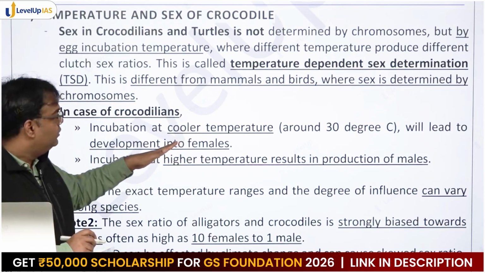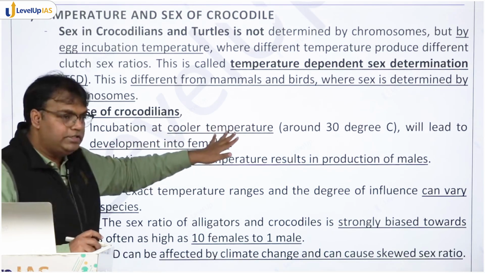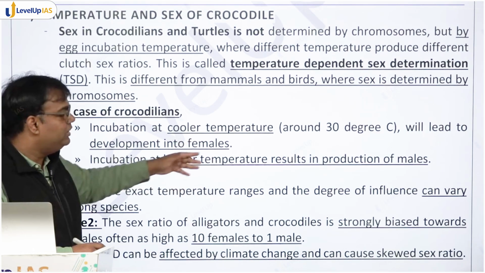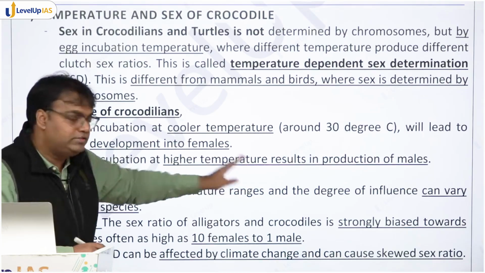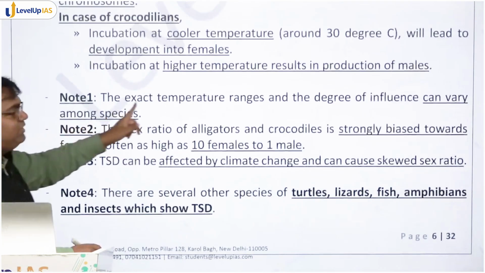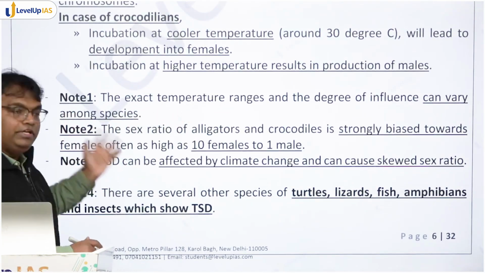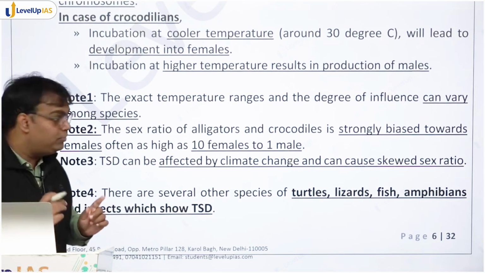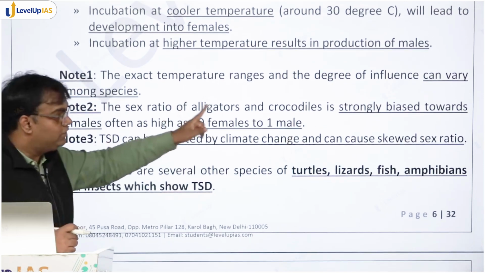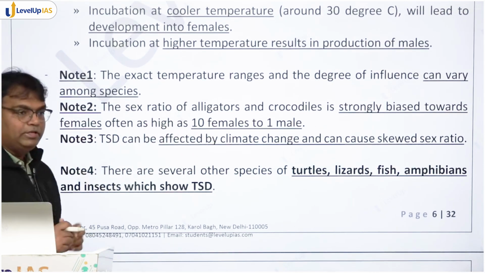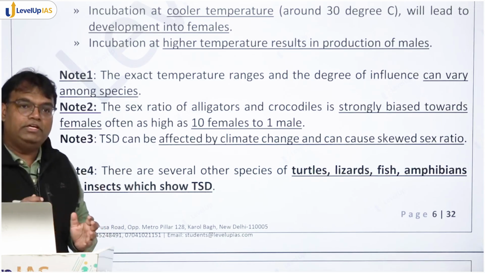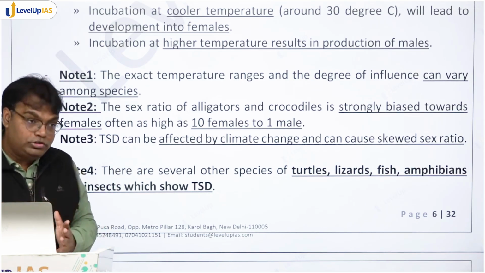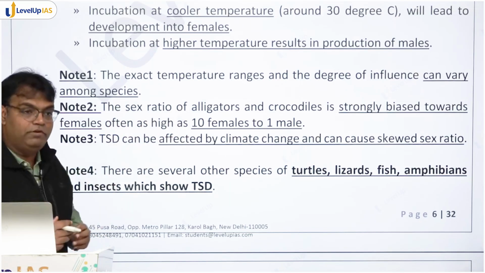If the hatchlings are incubated at cooler temperature, what will be born? Females. If hatchlings are incubated at higher temperature, what will be born? Males. Please note, exact temperature ranges and degree of influence can vary among species. It's not that everything follows a 30 degree criterion. This may keep on changing. Second, the sex ratio of alligators and crocodiles is strongly biased towards females. We have seen this even in case of elephants, even in case of lions. The sex ratio was biased towards female, and here it's highly biased, 10 females to 1 male.